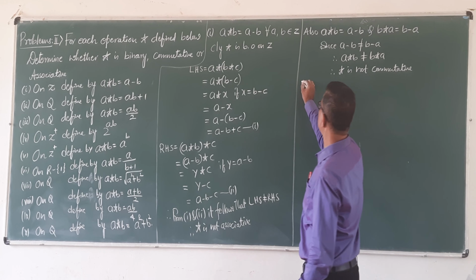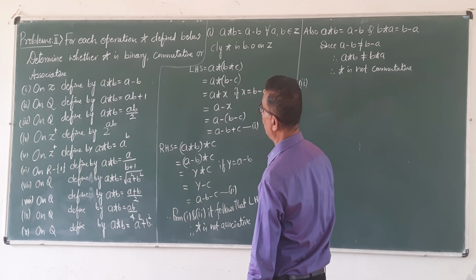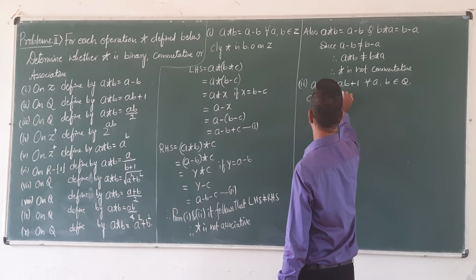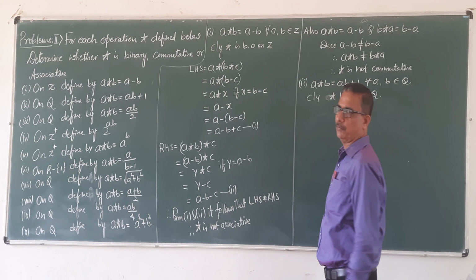Whereas the second problem is the same thing. On the set of rational numbers Q, star is defined by a star b is equal to ab plus 1 for all a, b belonging to the rational numbers. Is it a binary operation? Yes, clearly star is a binary operation on the set of rational numbers. Take any two rational numbers, put them here and simplify, and again it will be a rational number, therefore it is binary. And is it associative?